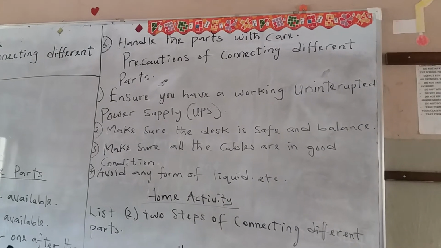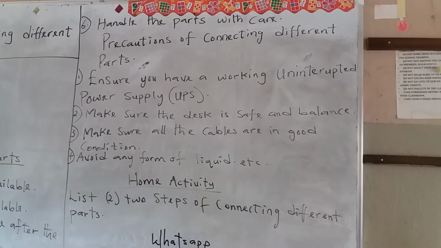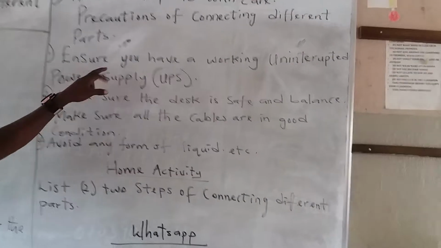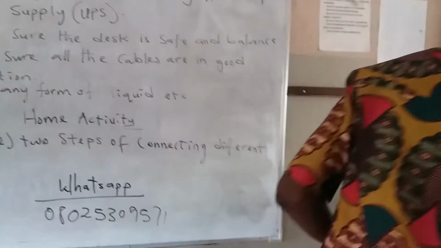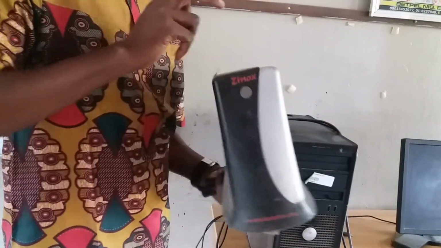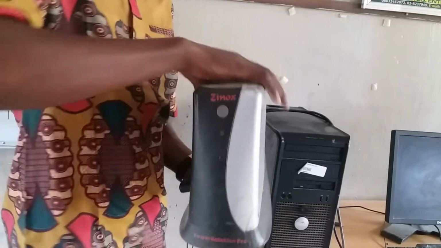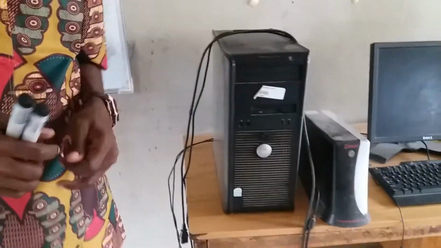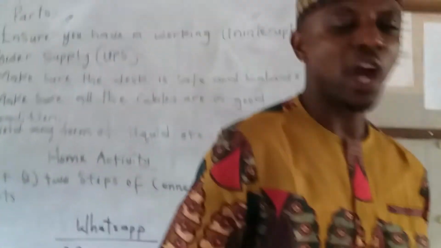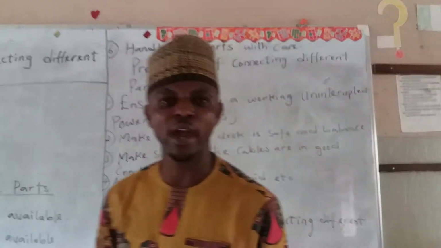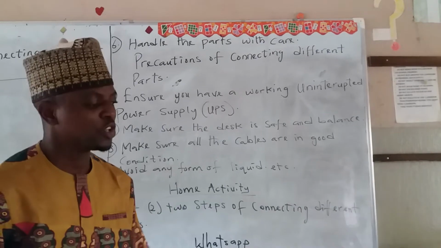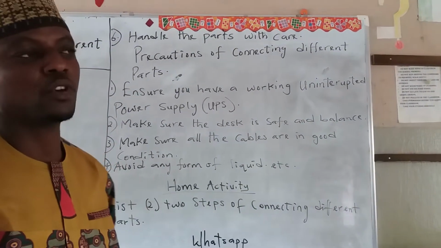Then let's now look at the precautions of connecting different parts. You ensure you have a working uninterrupted power supply, UPS. That's uninterrupted power supply. This serves as a backup, okay. Remember, I made mention of a laptop whereby you only need to charge, and once you charge, you don't need to plug any wire again until your battery runs down. So this serves that purpose, okay.